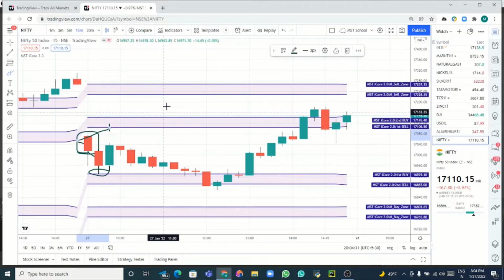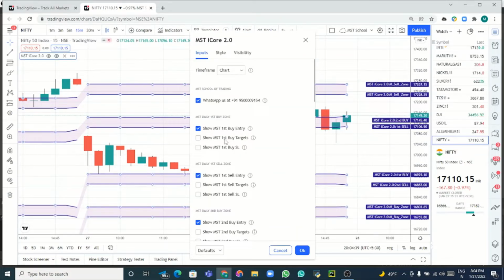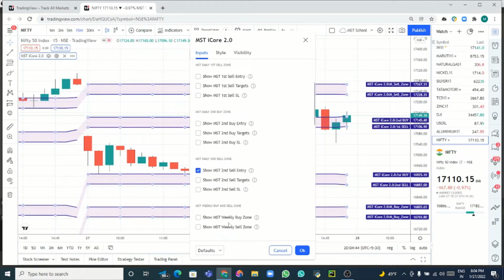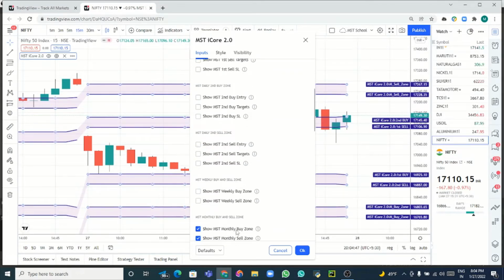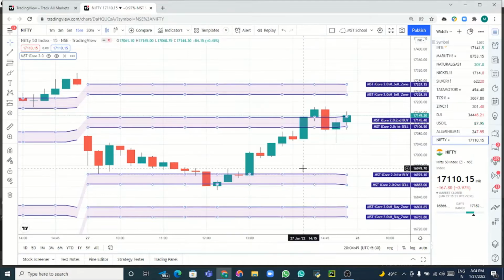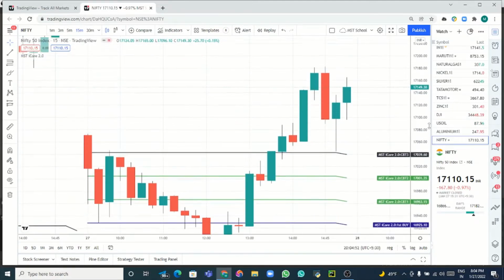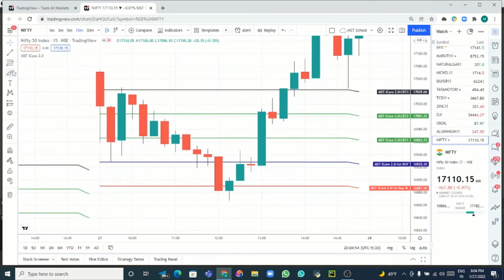Now since buy got activated, we have to enable the first buy targets and the first buy SL, and cancel all other entries. See here, exactly buy activated and exactly all our targets have been hit. Buy activated, and target hit in just two 15-minute candles.